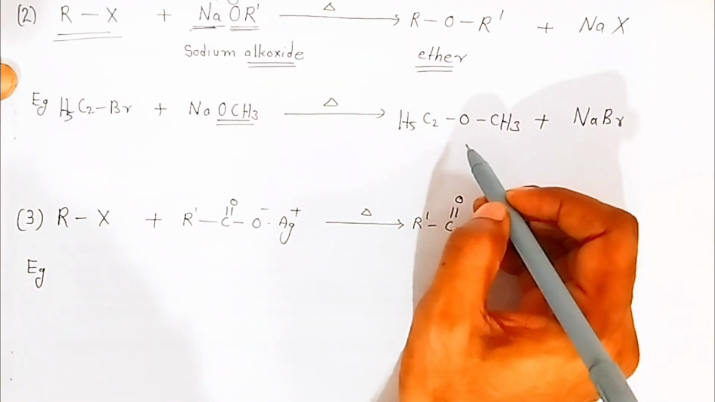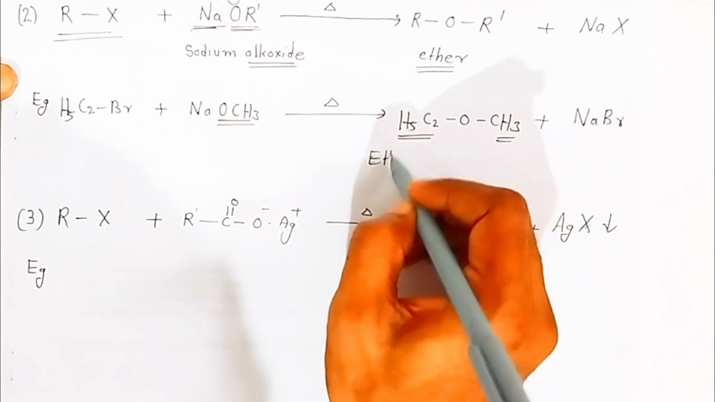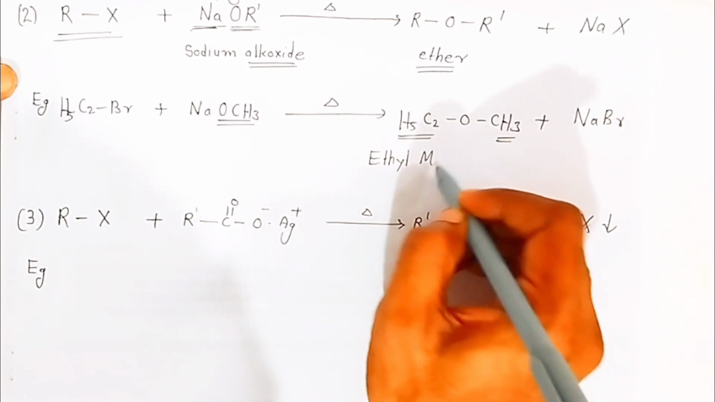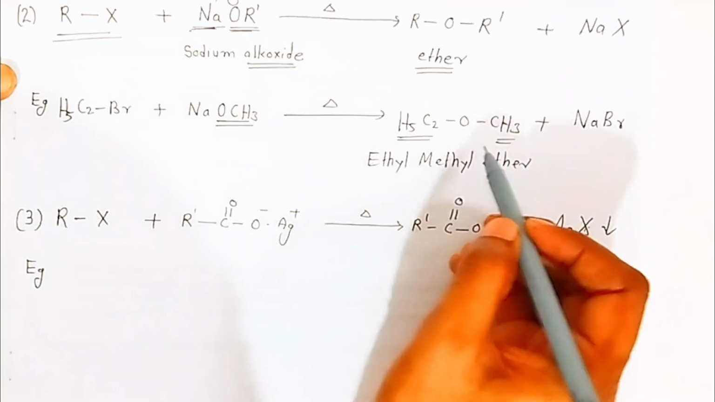So there is a formation of ether, students. This is nothing but ethyl methyl ether. You have got ethyl and methyl ether. Understanding? So this way, students, you can form the ether.